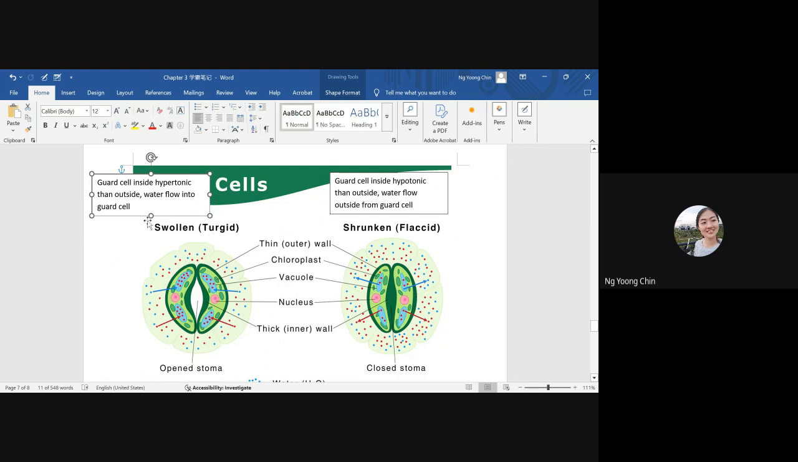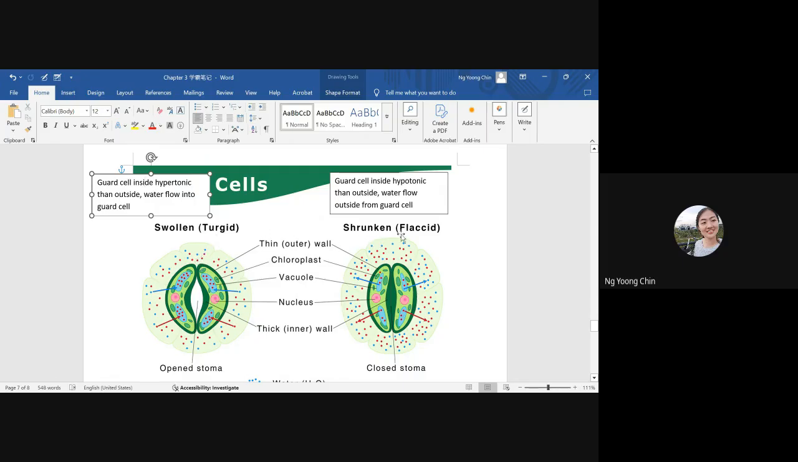Turgid guard cell means what? It means the inside of the guard cell is hypertonic compared to the outside. Inside is hypertonic, outside is hypotonic. So this will cause water to diffuse into the guard cell. The guard cell also contains chloroplasts, and they also contain a small vacuole. This small vacuole inside the guard cell is able to absorb water too. So when they get the water, they will expand in size. When they expand, the guard cells will become turgid.